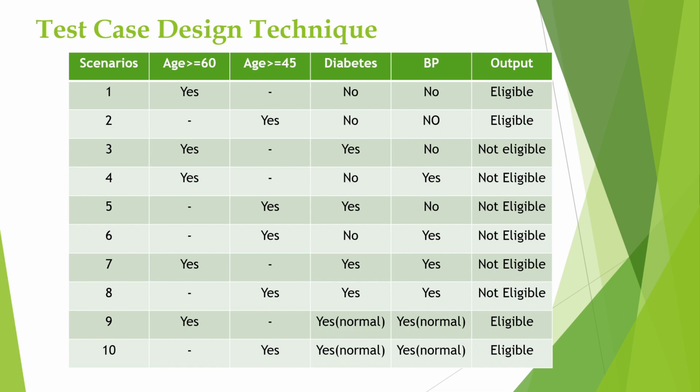In the same way, if the person's age is above 45 and he does not have diabetes but has high blood pressure, then he should not be eligible. If the person's age is above 60 with both diabetes and blood pressure, then he should not be eligible. If the person's age is above 45 and he has both diabetes and blood pressure, then he should not be eligible. If the person's age is above 60 with normal diabetes and normal BP, then he is allowed to take the vaccination. In the same way, if the person's age is above 45 with normal BP and normal diabetes, then he is eligible to take the vaccination.